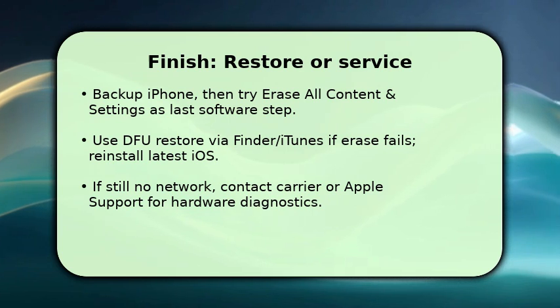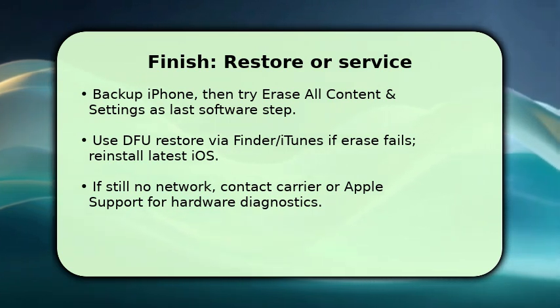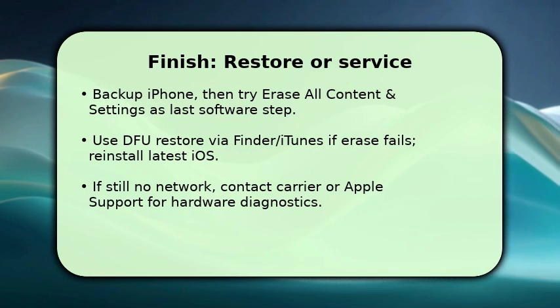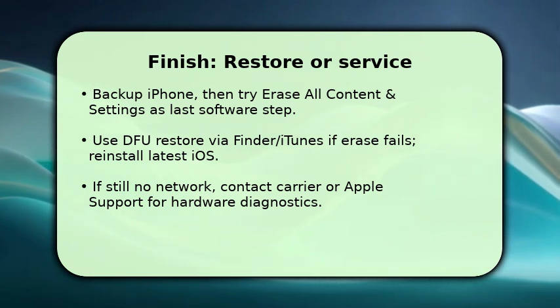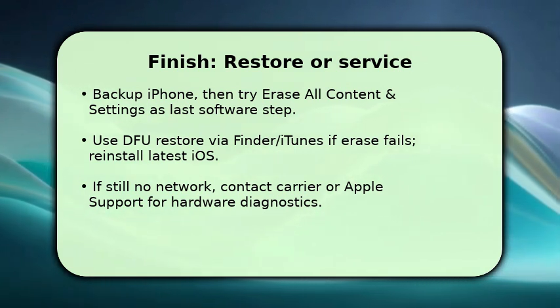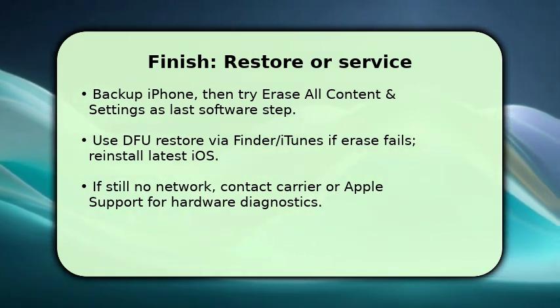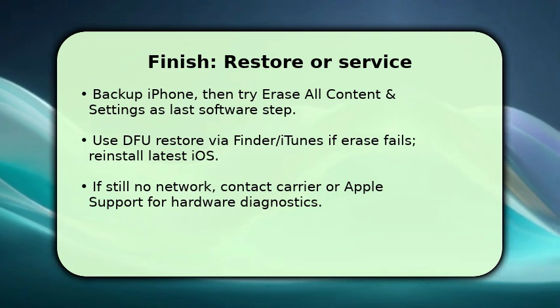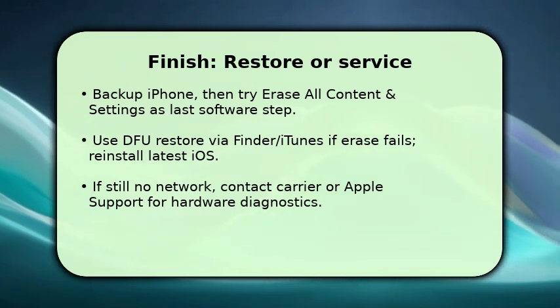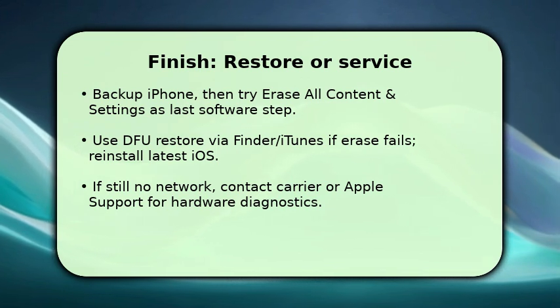Finally, if the phone still shows network not available, contact your carrier to confirm account and provisioning, or schedule Apple hardware diagnostics. Antenna or SIM reader faults are the common remaining causes. Quick tip: carry a working SIM to confirm hardware problems.